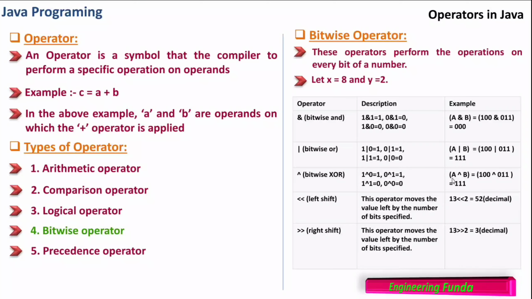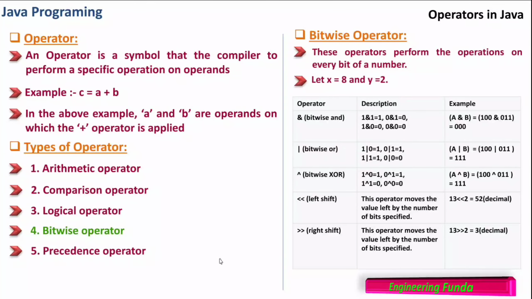So the bitwise XOR between A and B, where A is 4 and B is 3, will give us 7. Then you have the left shift and right shift. If you take a number and apply a left shift, the second operand is the number of bits by which you want to shift it.